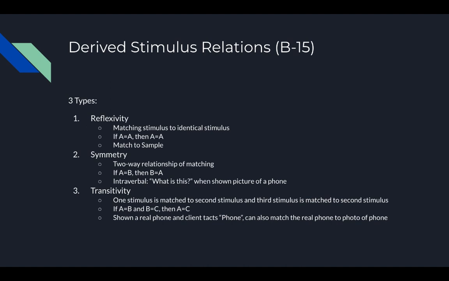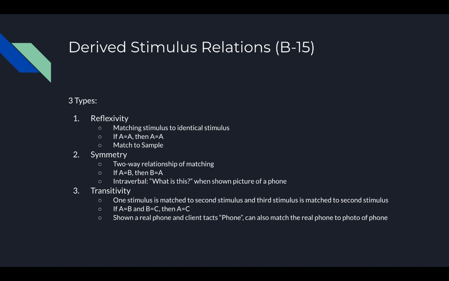Symmetry. This is a 2-way relationship in matching. So if A equals B, then B equals A. So she can not only match phone to phone, but now I can hold up a picture card of a phone and I can say, what is this? And she would answer with phone when she sees the picture of a phone.